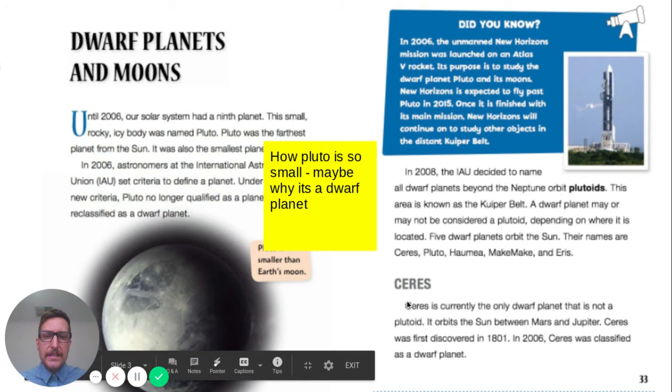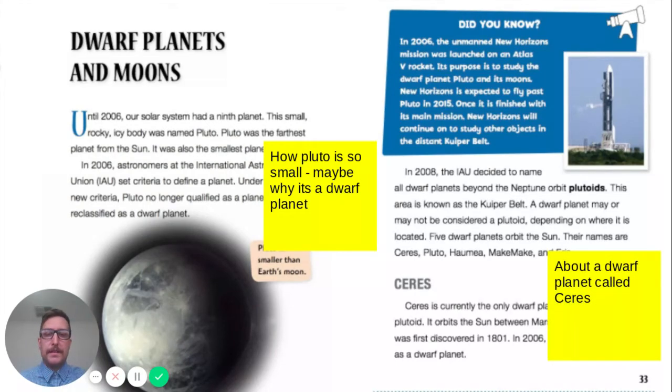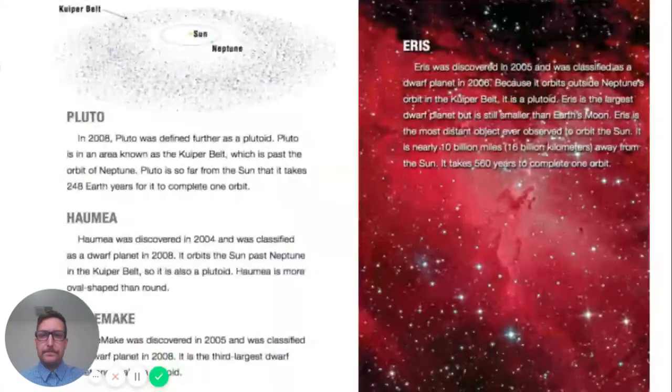Okay, I can see another heading over here, and it says Ceres. Maybe this part here is about something called Ceres. Maybe Ceres is a dwarf planet. I'm going to read the first sentence, the topic sentence. Ceres is currently the only dwarf planet that is not a Pluto. So this part here is about a dwarf planet called Ceres.